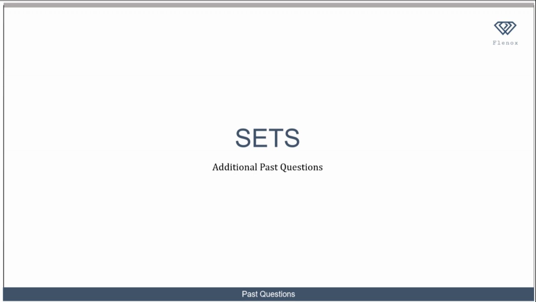So now we'll be looking at some additional past questions, and as you know, we have already solved some past questions. All those examples that were solved in which options were located there, those questions were actually JAMB past questions. So now we'll be looking at some additional questions.